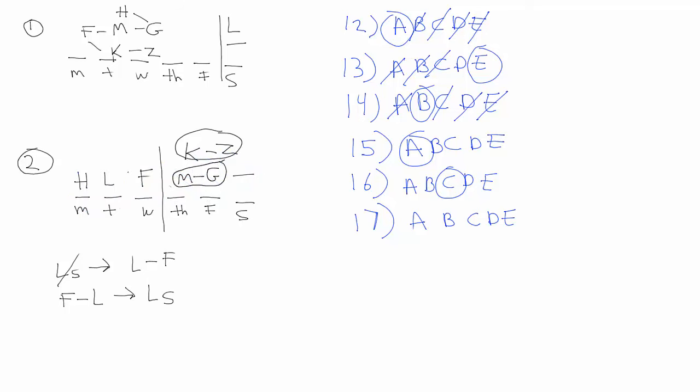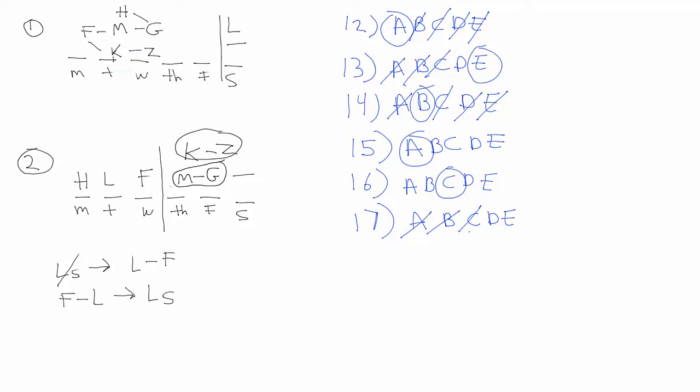Answer choice A. Does it have to be true that H goes before K? Well, no. As we can see, there's no relationship between the two of these. A is going to be out. B, does H have to be before Z? Again, no relationship between these two. C, does K have to be before M? Again, variables that don't have a relationship.